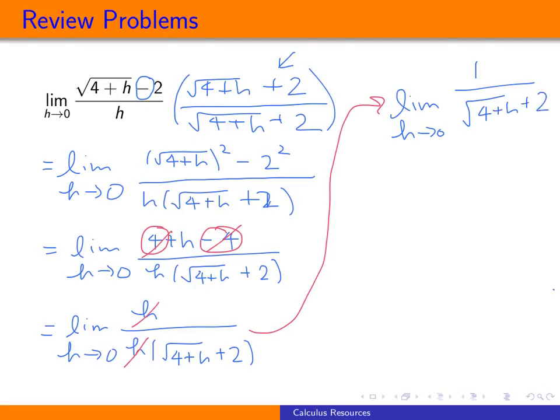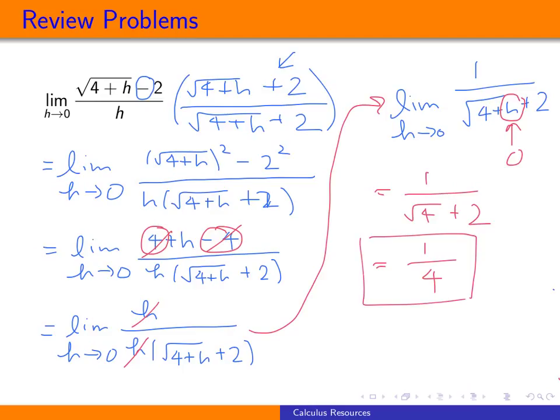Now, what happens if I were to plug 0 in for that h? Well, I get 1 over the square root of 4 plus 2, or 1/4. No more zeros in the denominator. So I was able to plug 0 in for h, and ultimately get my final answer.